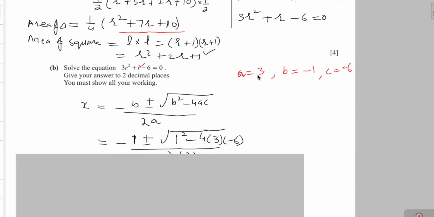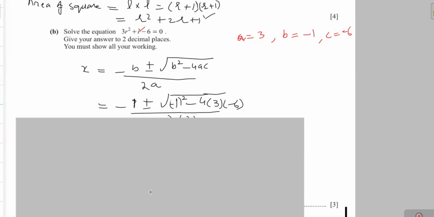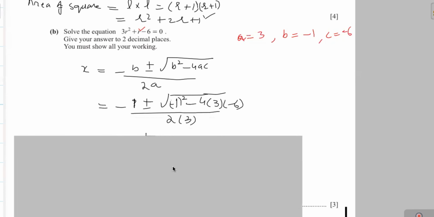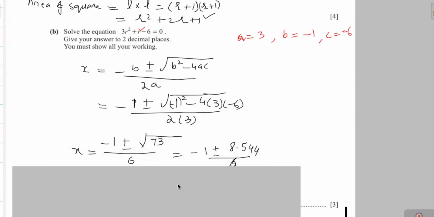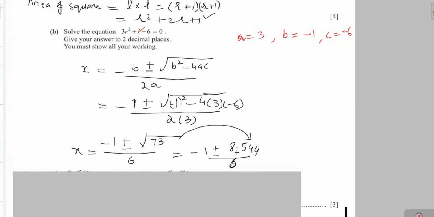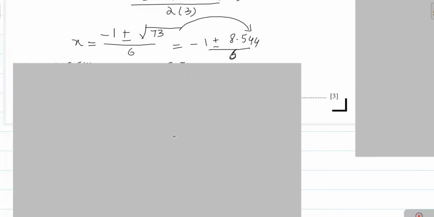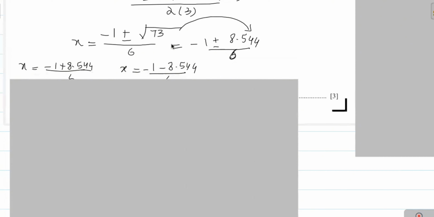Now we substitute the values in this quadratic formula. Therefore, b is minus 1 plus or minus the square root of b, which is minus 1, squared, minus 4 into a, which is 3, and c is minus 6, over 2a, which is 2 into 3. Now we simplify this. We get minus 1 plus or minus the square root of 73 over 6. The square root of 73 is 8.544. We take two values. The first value is minus 1 plus 8.544.